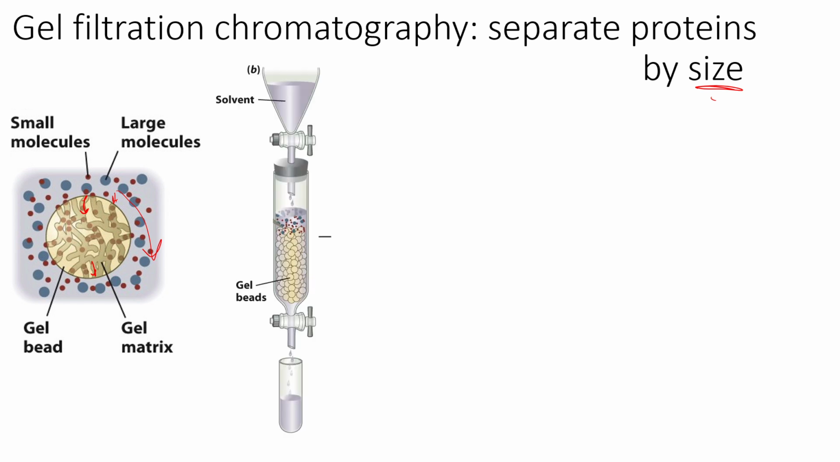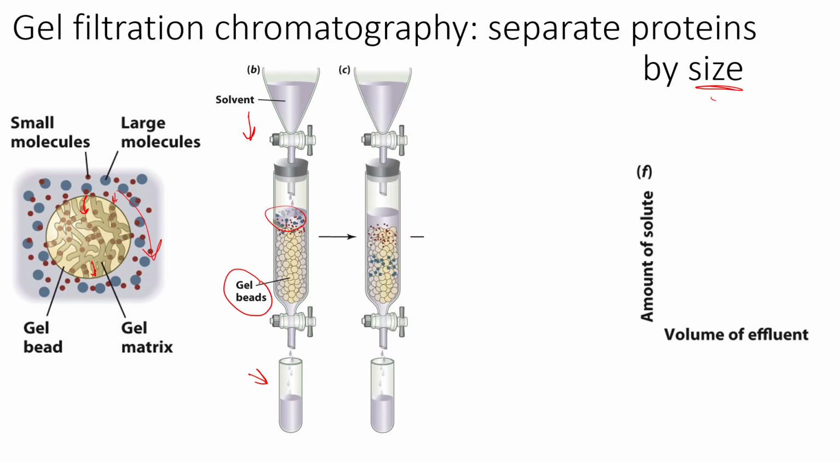So here's an illustration of that setup. We have our gel beads, that's our stationary phase, and then we have our solvent, our mobile phase, that's our buffer that's going to go through with our mixture of proteins that we see over here. And then, just like before, we collect fractions and we make a chromatograph.